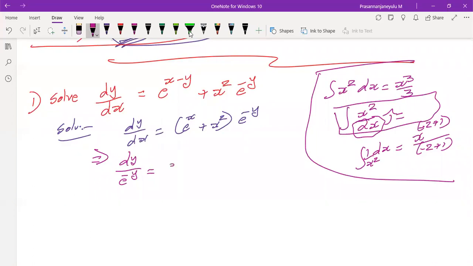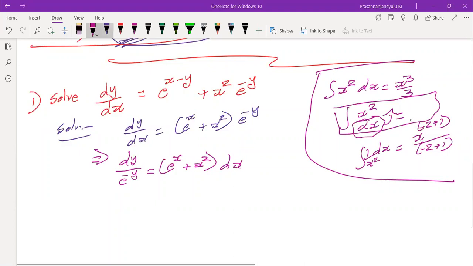e power x plus x square into dx. Now, variables are separated. Left hand side only y variables, right hand side only x variables are there. So we can apply here. What we can apply? What is our concept name? Integration. Variables are separated, applying integration on both sides.